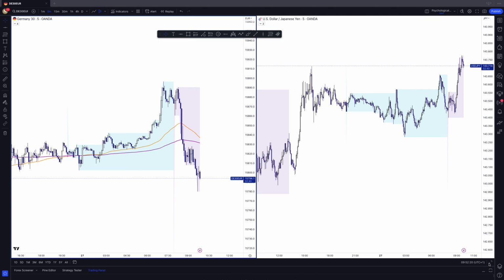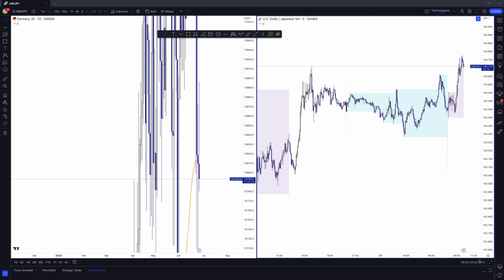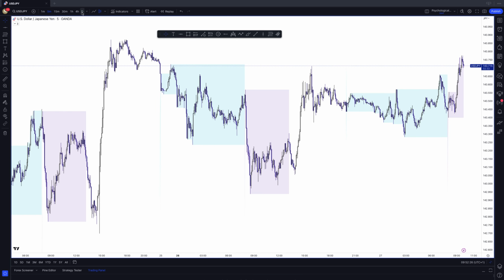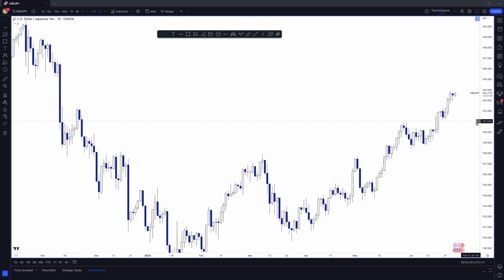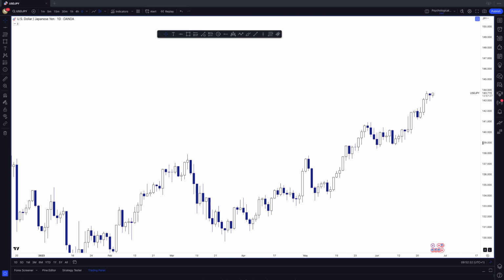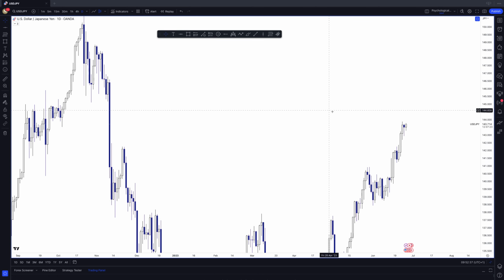Now, when we look at US dollar Japanese yen, what I found very interesting. Oops, sorry, that's German 30. What I find very interesting is the following. When you look at this, we are in a nice uptrend, right? We are in a nice uptrend overall on the daily chart.